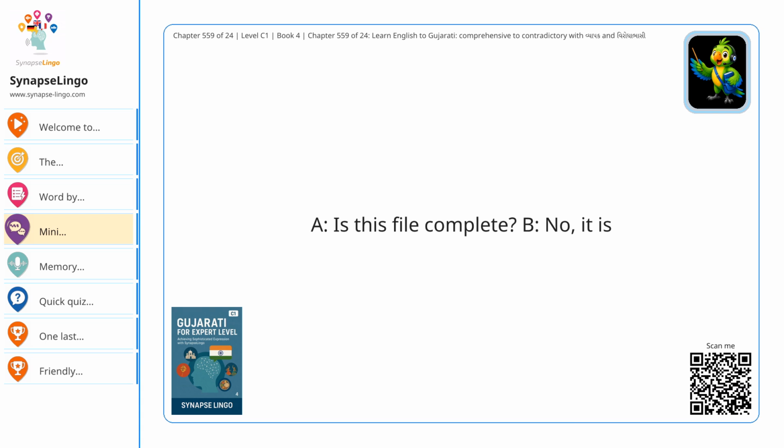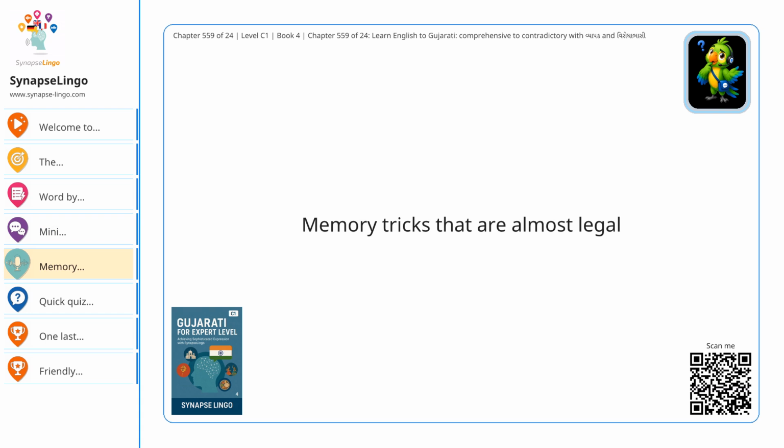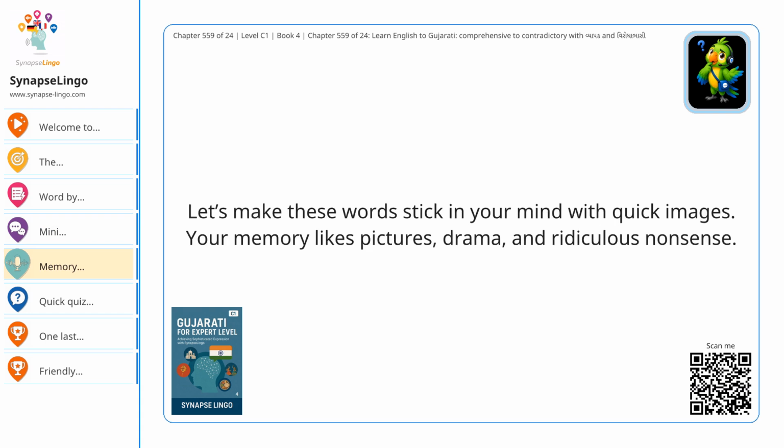A: Is this file complete? B: No, it is લુક એન્ડ હાફ્ટ. It is incomplete. A: These two answers do not match. B: Yes, they are વિરોધાભાસી. They are contradictory. Memory tricks that are almost legal. Let's make these words stick in your mind with quick images. Your memory likes pictures, drama, and ridiculous nonsense.